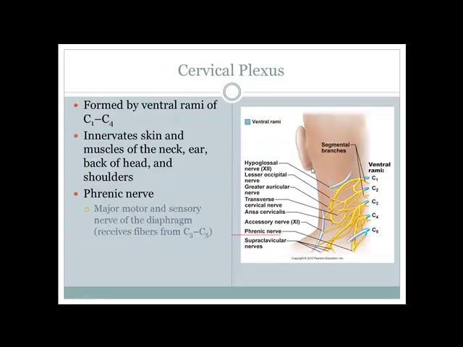So first one here is going to be your cervical plexus. Big thing I'm going to want you to be able to pull off of this picture is going to be the root numbers and your accessory nerve, which is here, and your phrenic nerve. Cervical plexus will be C1 through C4, and phrenic nerve is C3, 4, 5. I remember C3, 4, 5 keeps the diaphragm alive. So your phrenic nerve innervates your diaphragm, which you need to breathe.